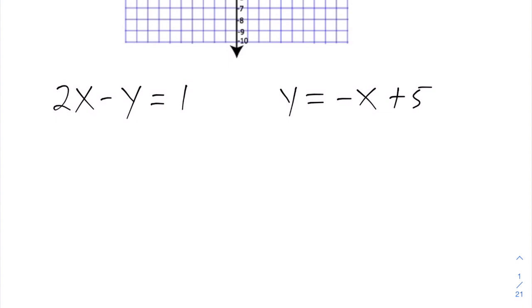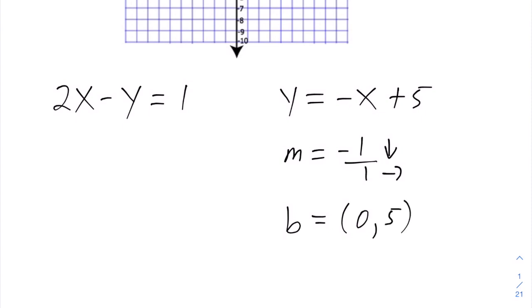So I can easily identify my slope, which is negative 1. Remember that you need to put a 1 underneath it. This now will tell you that you're going to go down 1 and to the right 1. And your y-intercept, which is your b, is 0 and then 5.